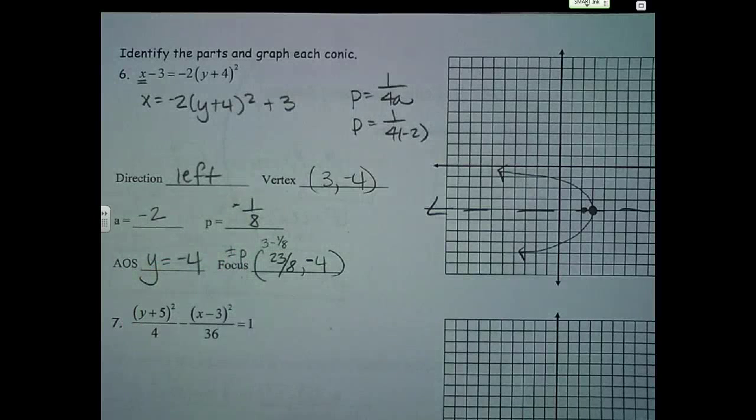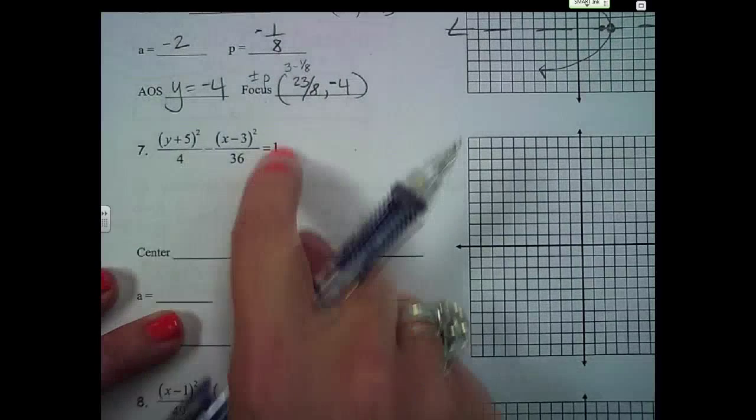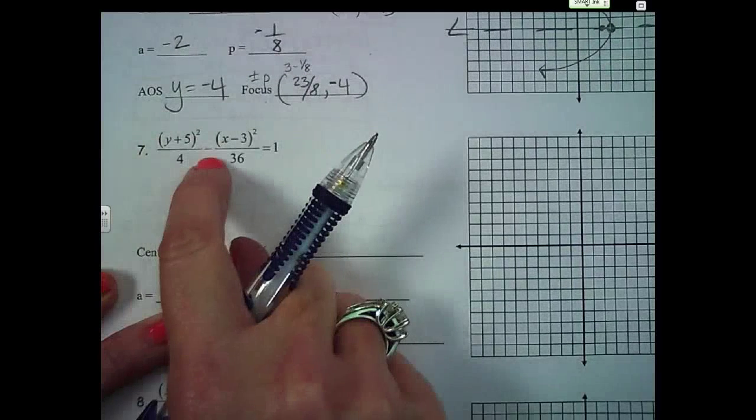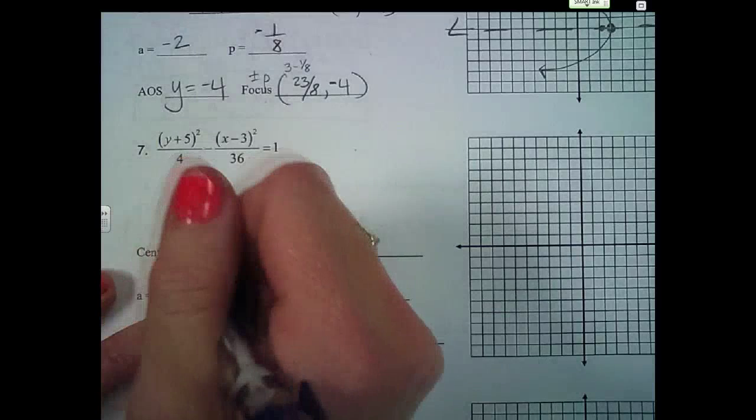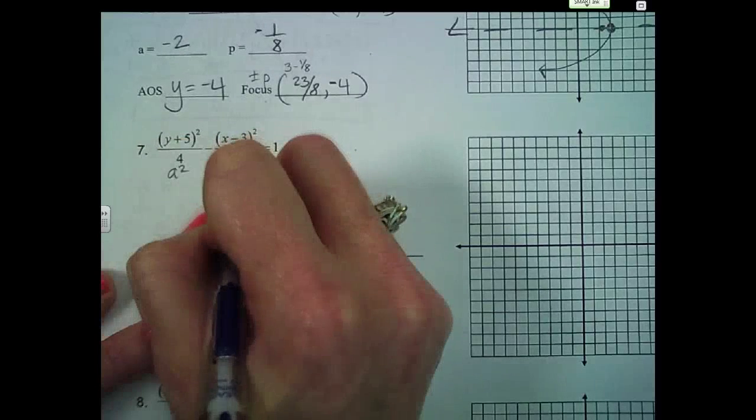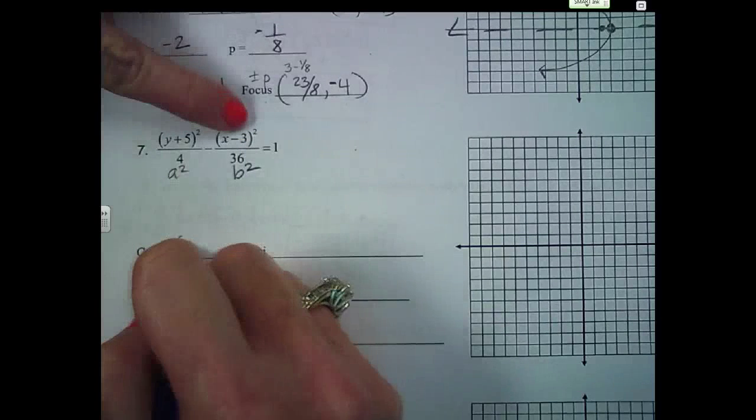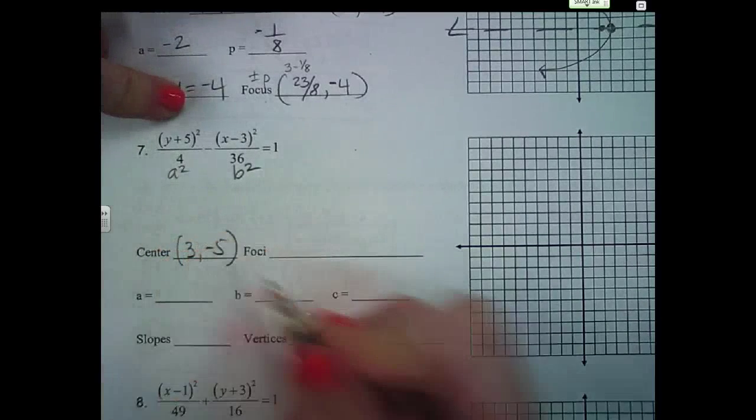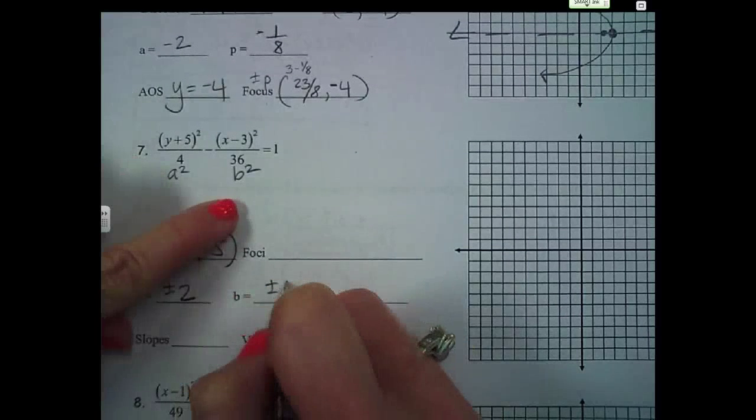All right, now, the next one I'm going to do is number 7. It is a hyperbola. It has a negative in the middle. That's how I know that. In a hyperbola, the major is whatever leads. So this is a squared and this is b squared. Watch the center because it's backwards. The center is 3, -5. A is positive 2. B is positive 6.